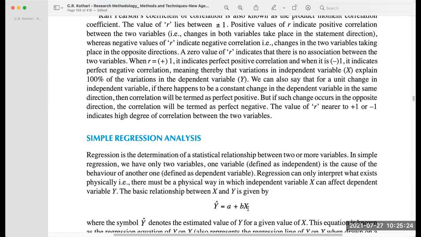That depends on the value of X. If you're going to vary the value of X, Y will change. Here, this cap upon the Y is showing that this is an estimated value, not the actual one. This relationship is going to give you the estimate, right? So there should be A plus BX, that kind of relationship can be represented by this kind of relationship.